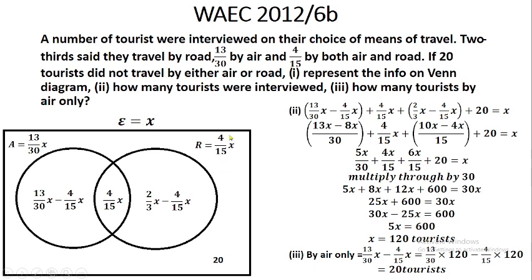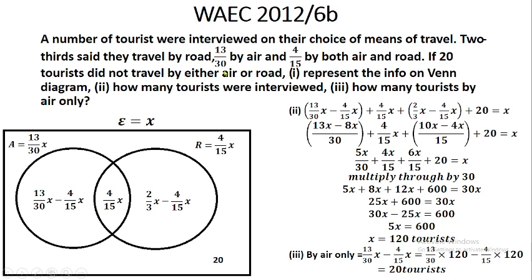Please help us to correct this now. That's another bug, another mistake, a typographical error while we are typing it. So two-thirds said they travel by road. Two-thirds of what? Two-thirds of the people that were interviewed. That way you have 2 over 3 times x, which gives us 2 over 3x.